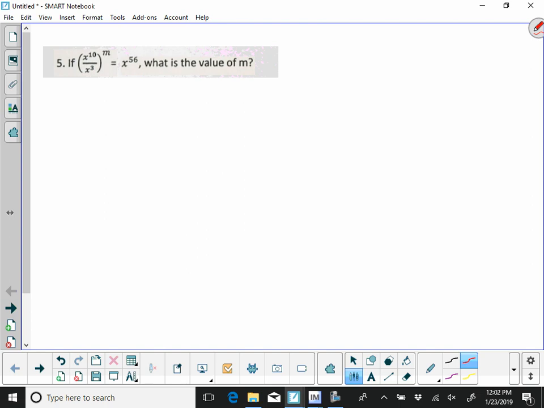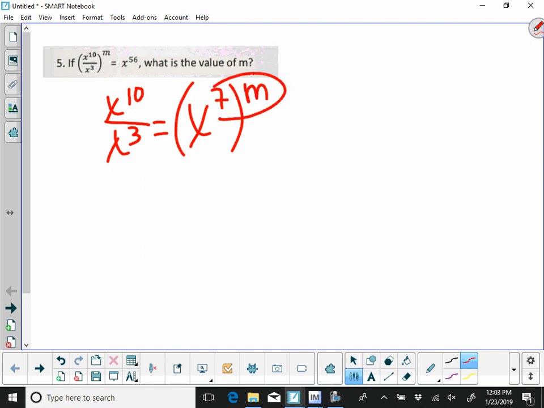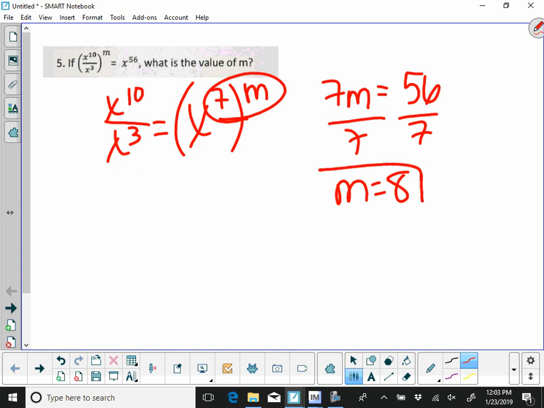Okay, so I am going to work through number 5. The first thing you would do on number 5 is you would simplify the x to the 10th divided by x to the 3rd, and that would give you x to the 7th. And then they're raising that to the m power. And right here, we know that we multiply power to a power. So 7m would equal 56. So m would equal 8.